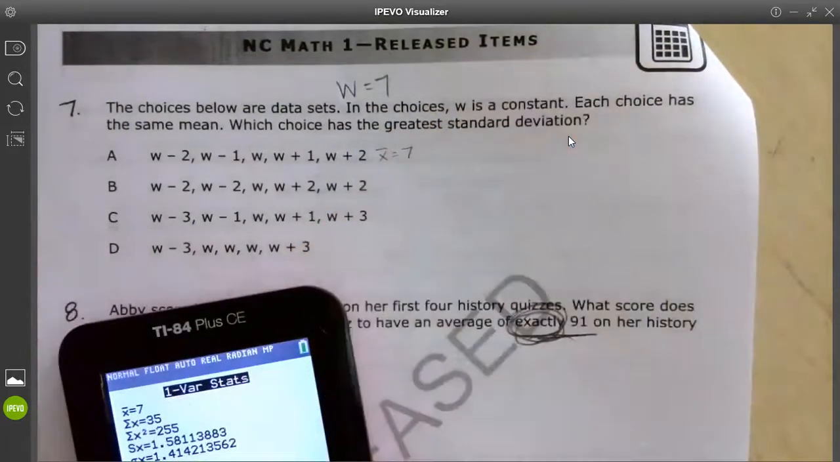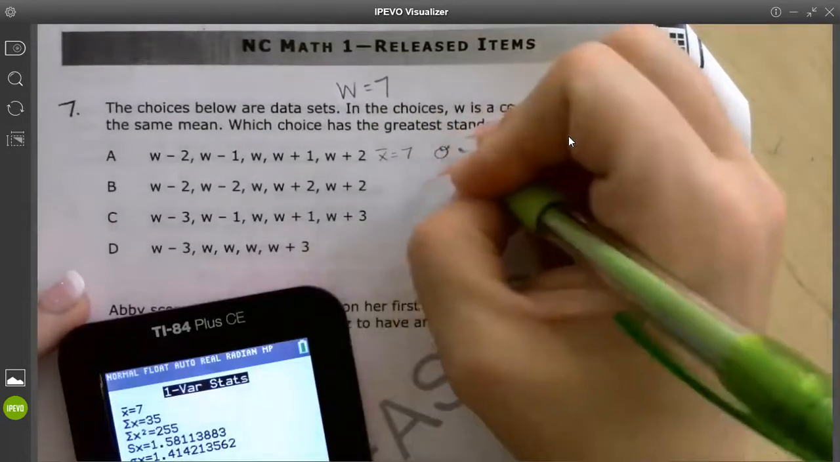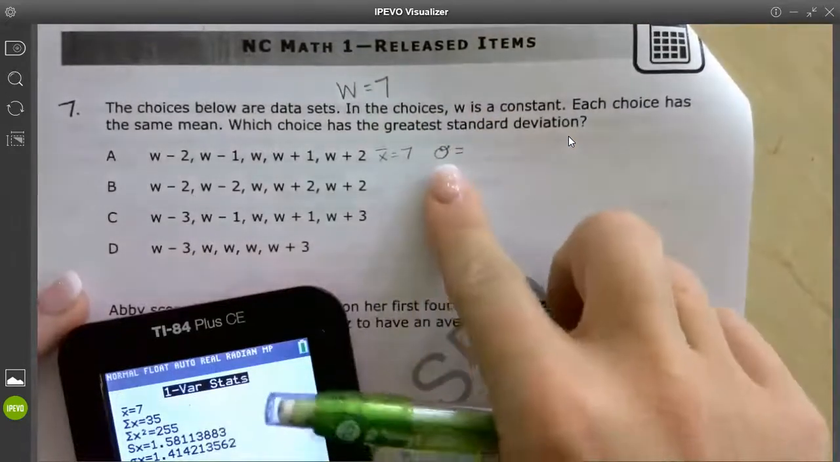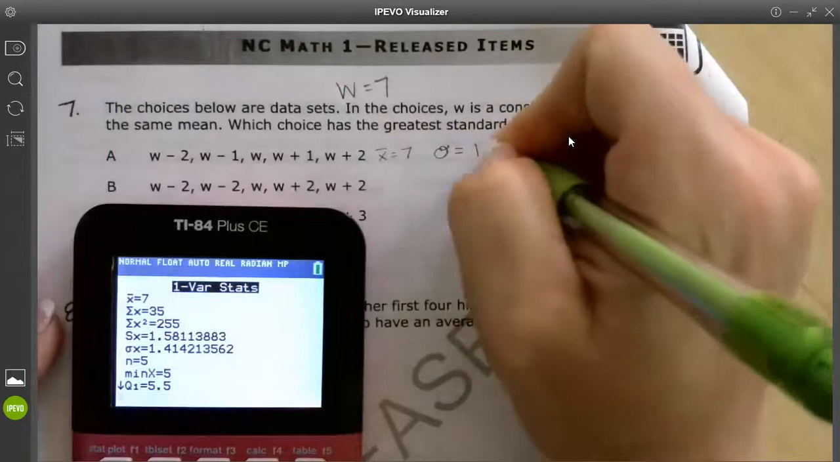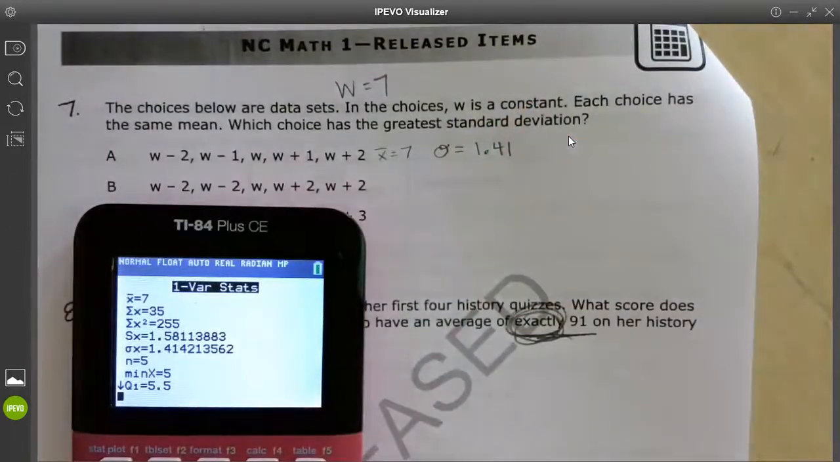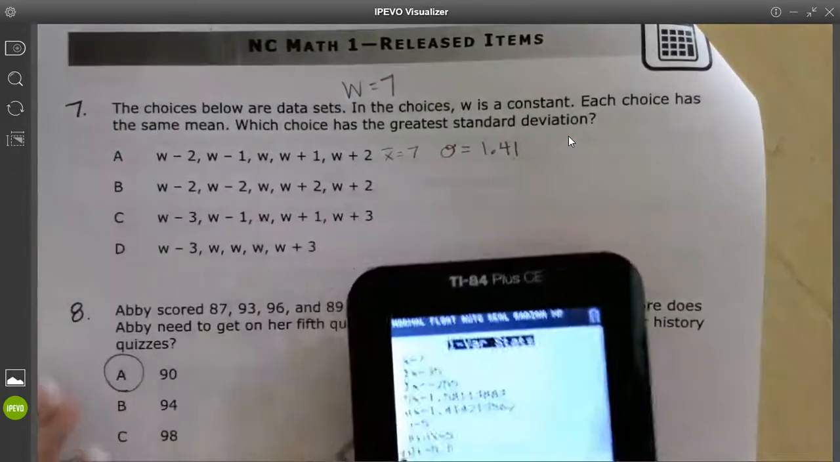It said they all have the same mean, so we don't even really have to do that every time. I'm just reviewing for you. This little symbol right here, this one with the x, 1.41 is your standard deviation. Got it? So now we just have to find the other ones, okay?